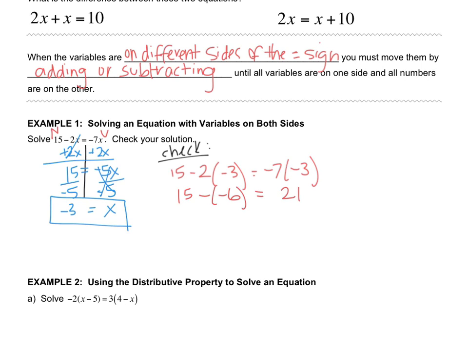So I have to check to make sure that I get the same thing on both sides. 15 plus 6 is 21. So that checks. Now, another thing that is tricky about the check is that you don't know what number you're supposed to get on each side. You just hope that it's the same thing. When I plugged in negative 3, I didn't know what number I was supposed to get because there were variables that I needed to calculate on each side. But as long as you end up with the same number, then you know it worked.